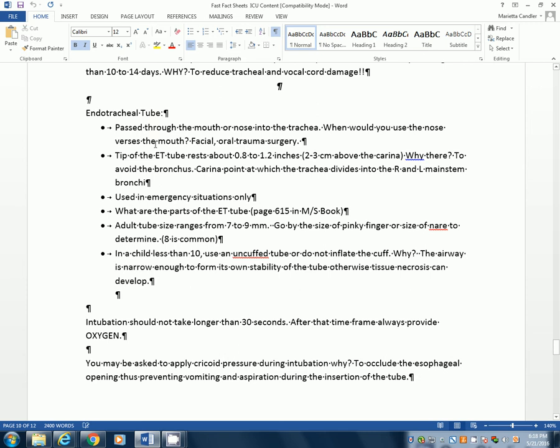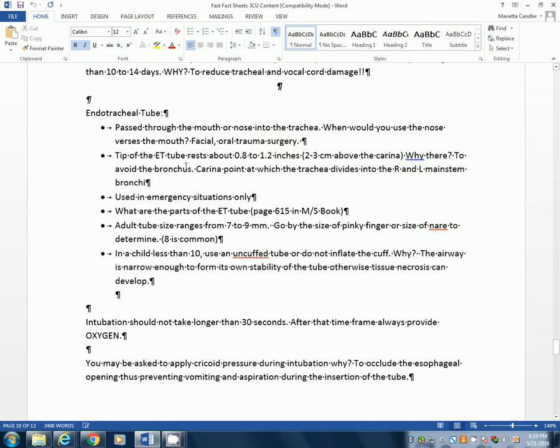So the endotracheal tube is passed through the mouth or nose into the trachea. When would you use the nose versus the mouth? Again, facial trauma, oral surgery, throat surgery, neck surgery, you may use the nose.